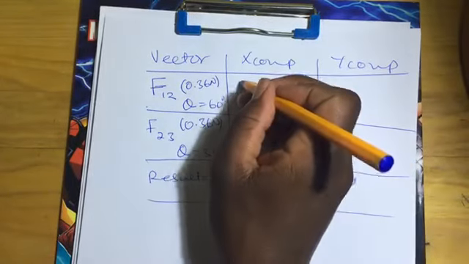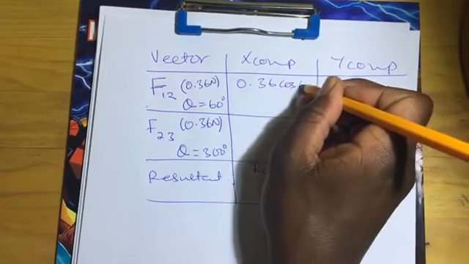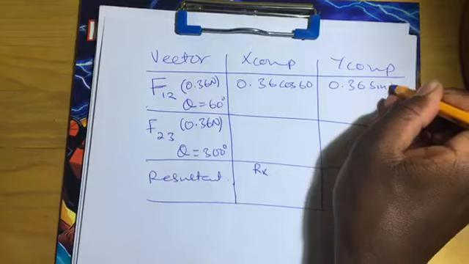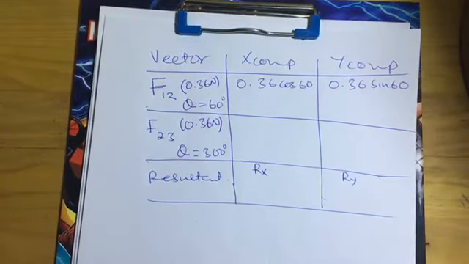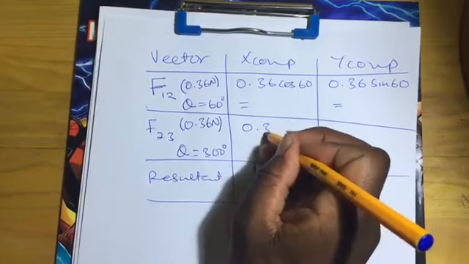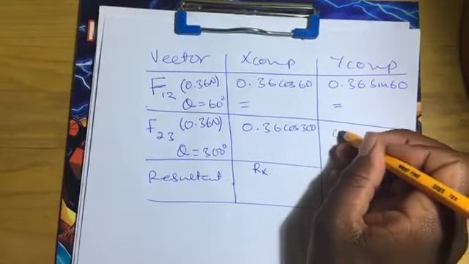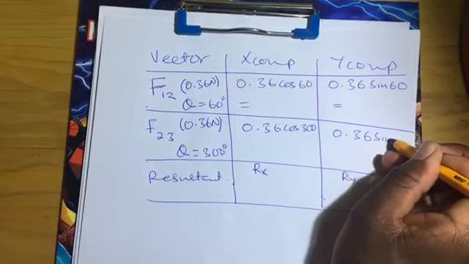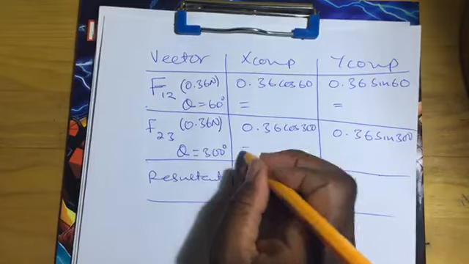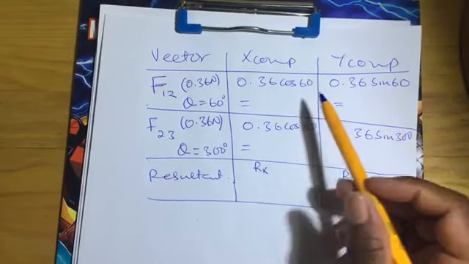So this is going to be 0.36 cos 60. This is going to be 0.36 sine 60. Then we'll calculate. Here, we're going to have 0.36 cos 300. This is going to be 0.36 sine 300. Then we do the calculations. Cos 60, you know, is half. You guys are experts at this.